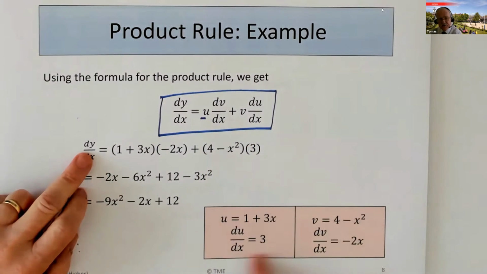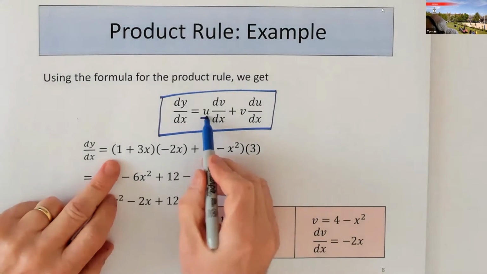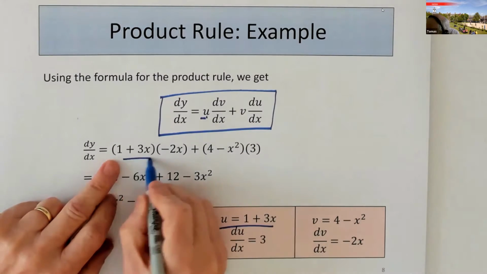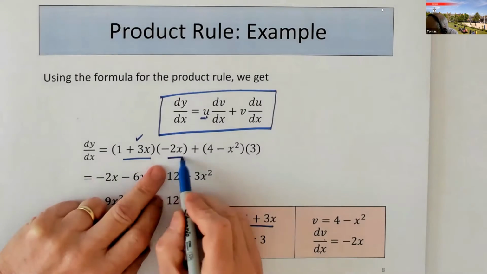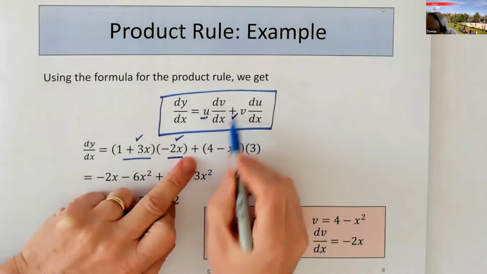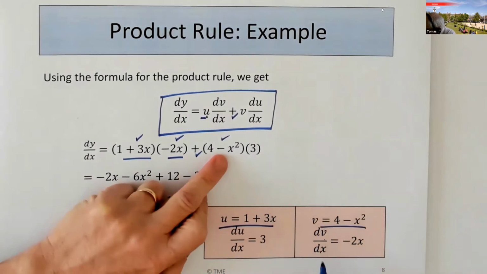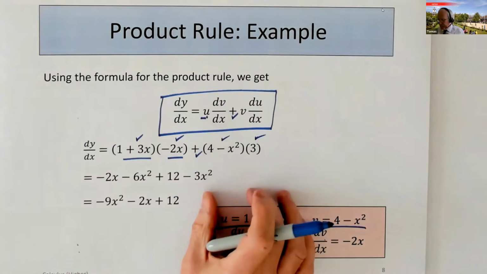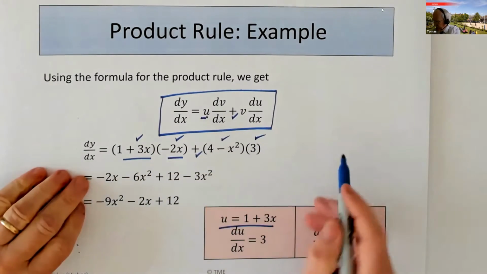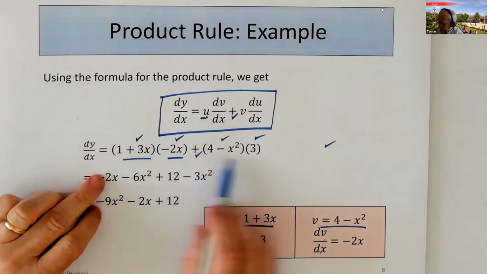But here I've got this code. So I'm going to be very careful. I'm going to go into the zone and say, okay, dy dx is u. U is 1 plus 3x, that's that. Times dv dx is minus 2x, that's that. Plus v is 4 minus x squared, that's fine, and du dx is 3. So I've now copied that out, and the examiner said transcribed it properly, fine. And even if you make a mistake, he or she will follow you the rest of the way, and you won't lose any more marks.